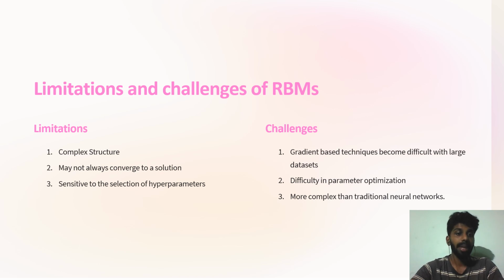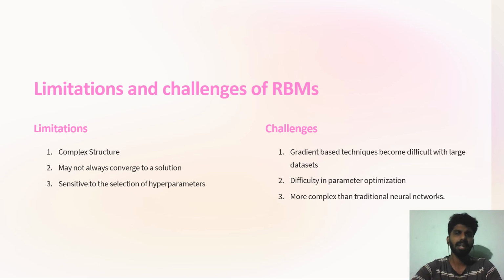Second one, may not always converge to a solution. In some cases, RBMs may struggle to converge to a satisfactory solution, especially when the data is high dimensional or when the learning rate is not well tuned. The third one is sensitivity to the selection of hyperparameters. The performance of RBMs is highly dependent on the selection of hyperparameters.